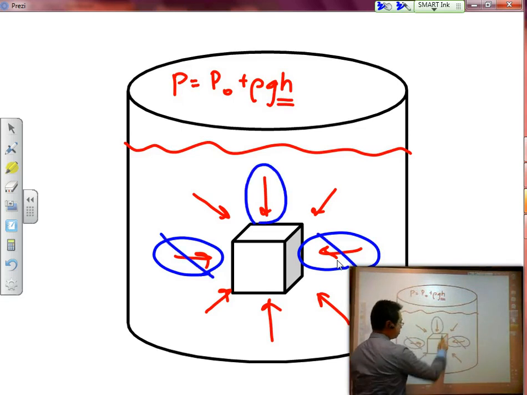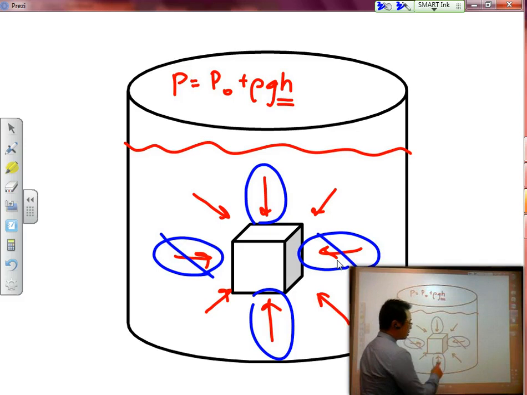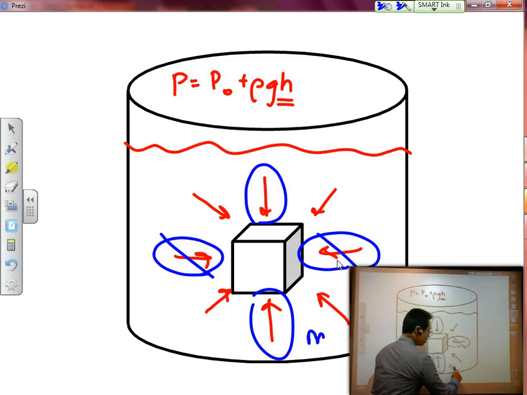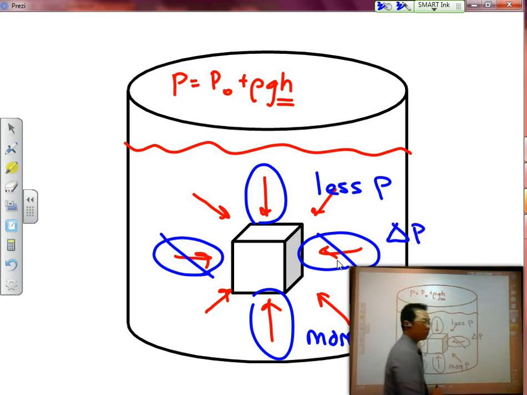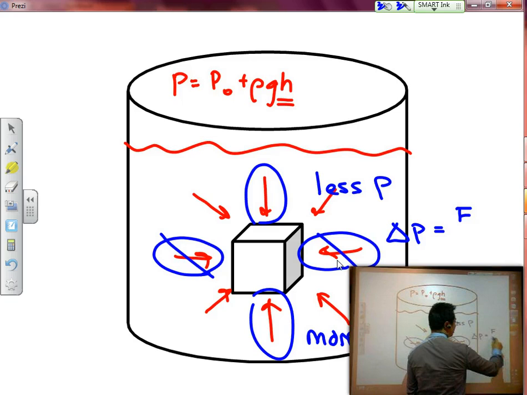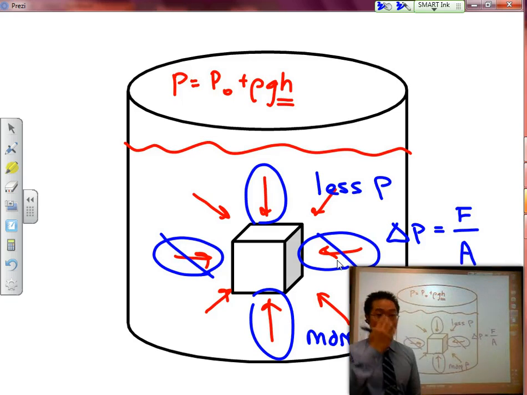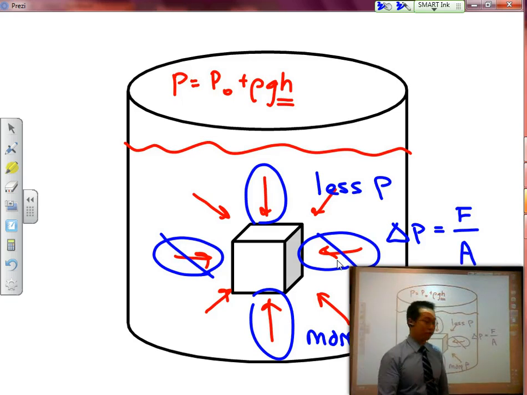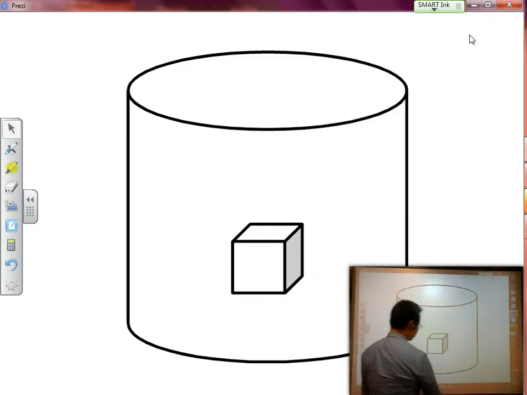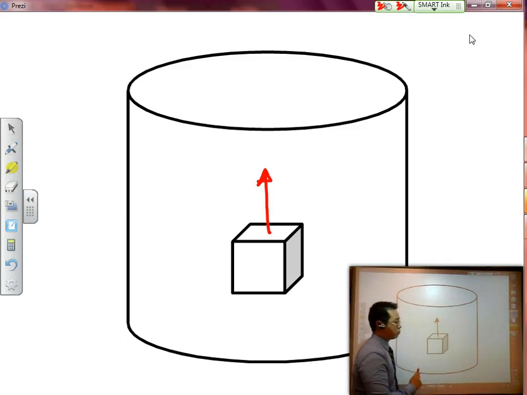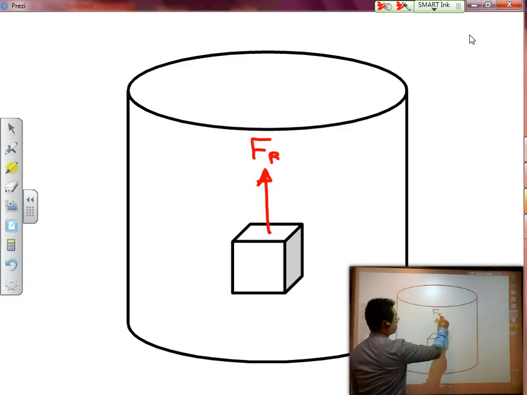But if you look at the top versus the bottom, the bottom pressure is going to be greater than the top pressure because there's more depth. So there's more pressure here, less pressure there. Because of this difference in pressure, there's ultimately going to be a force acting on the box. This difference in pressure generates a force upwards, and we'll call that the buoyant force, FB.